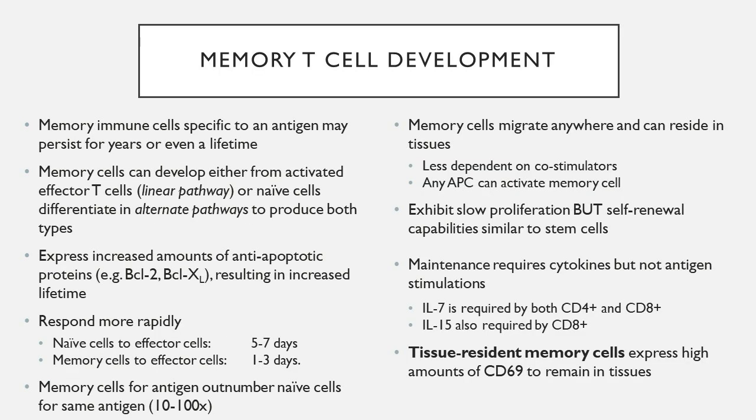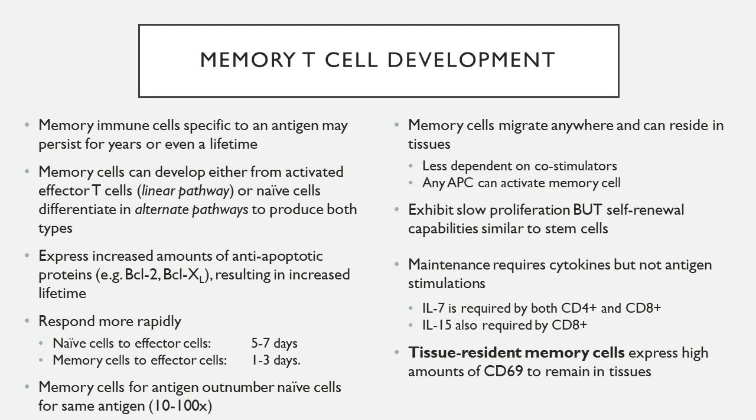Now, lastly, I want to talk about the development of memory T cells. Memory T cells are really the heart of any vaccination program, because it's less about the initial response that we care about and more about the development of memory and the ability to fight secondary and tertiary responses. And it's all due to memory T cells. These are memory immune cells that are specific to any antigen that we've had previous exposure to, and they persist for years, decades, or even the lifetime of a host that has those cells.